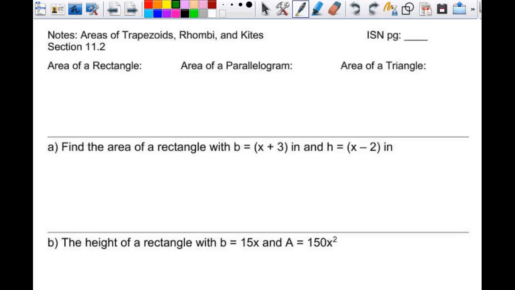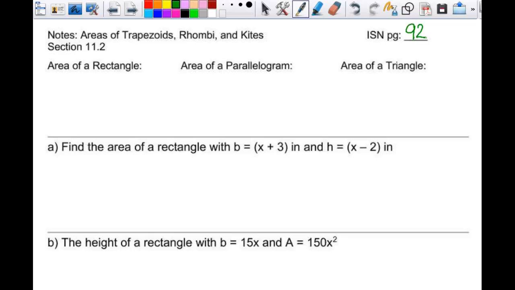Go on page 92 when we are finished. Look at trapezoids, rhombi, and kites. So trapezoids, the area of a trapezoid is something you should have already found and know how to do and know what the formula is.